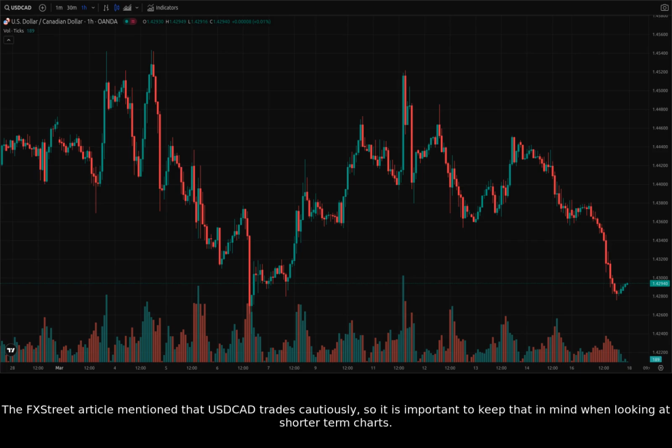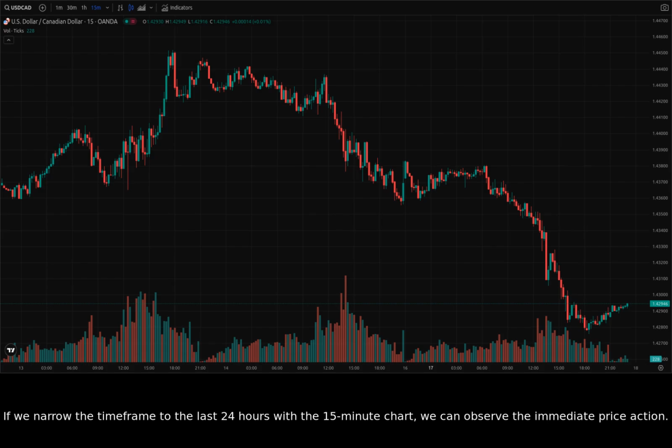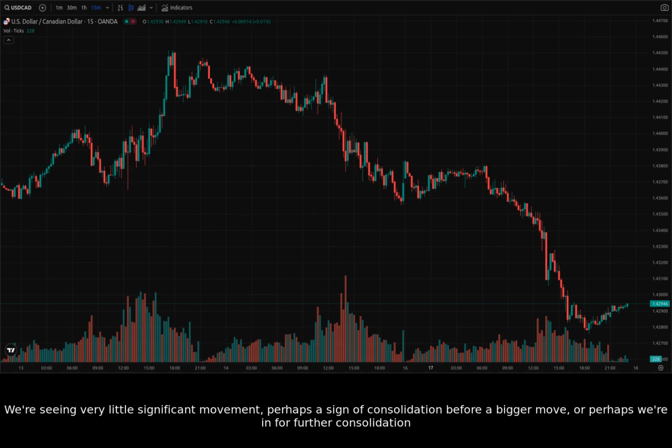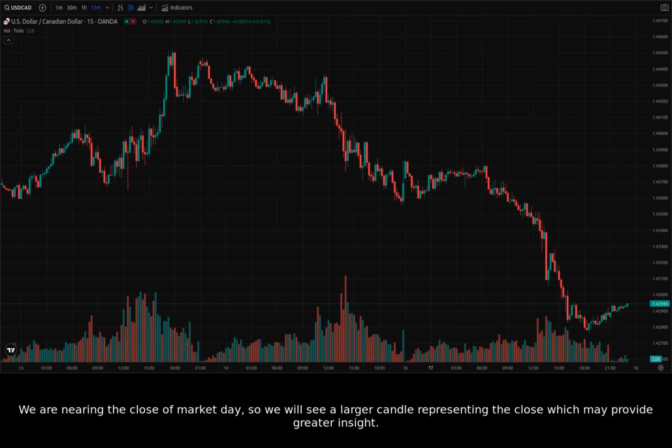The FX Street article mentioned that USDCAD trades cautiously, so it is important to keep that in mind when looking at shorter-term charts. If we narrow the time frame to the last 24 hours with the 15-minute chart, we can observe the immediate price action. We're seeing very little significant movement, perhaps a sign of consolidation before a bigger move, or perhaps we're in for further consolidation. We are nearing the close of the market day, so we will see a larger candle representing the close, which may provide greater insight.